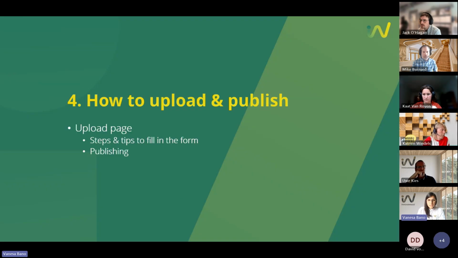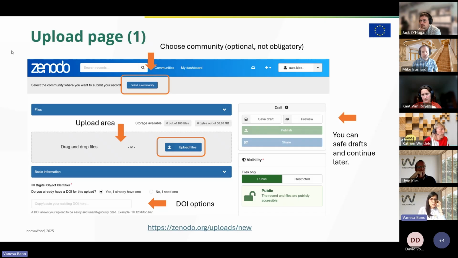And how to upload and publish documents. This is something similar to what was presented previously. But here, when you need to upload a new document, the first thing you need is to select your community. For example, in this case, for Woodstock, your community will be Woodstock. And you need to upload here your file, your PDF.